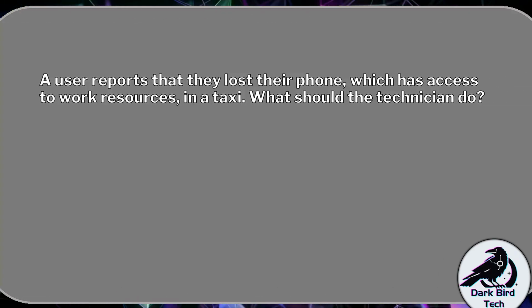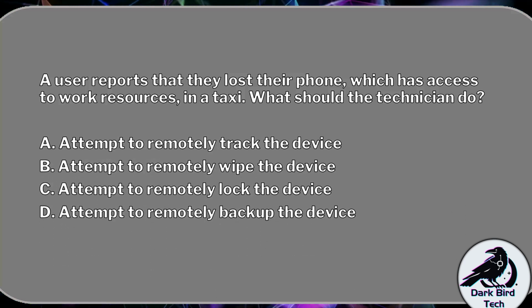Let's move on. A user reports that they lost their phone, which has access to work resources, in a taxi. What should the technician do? So our options are remotely track the device, remotely wipe it, attempt to remotely lock it, and attempt to remotely back it up. Now be careful here. You probably want to go with all four of these options in a particular order. In the real world, you would probably want to go and track the device to see if it's recoverable or not. If it's not recoverable, lock it and then try and back the device up before wiping it to make sure that it's got no data or access to anything work related.